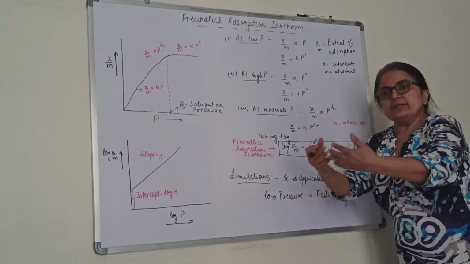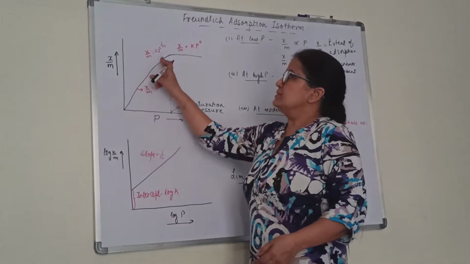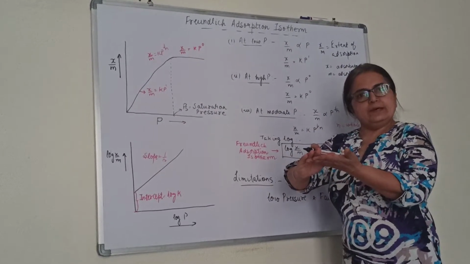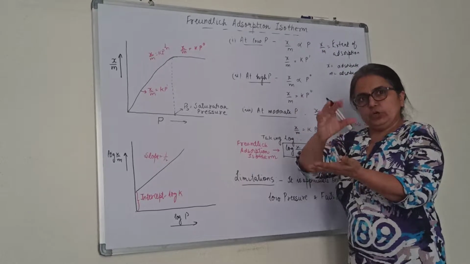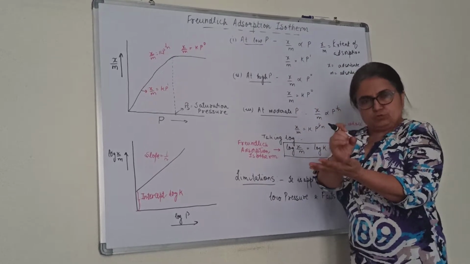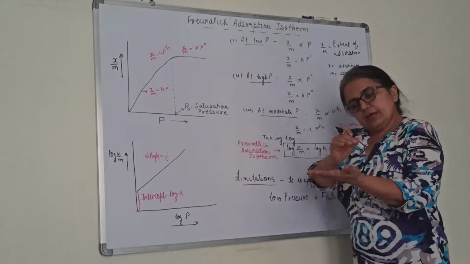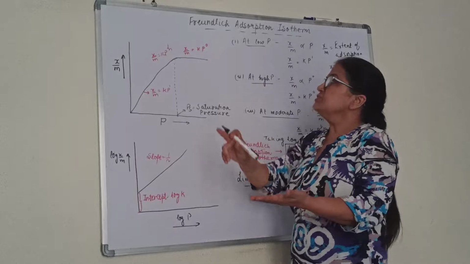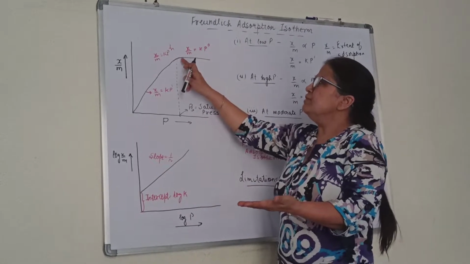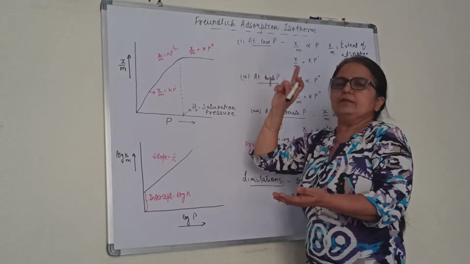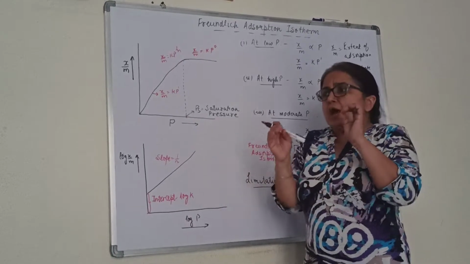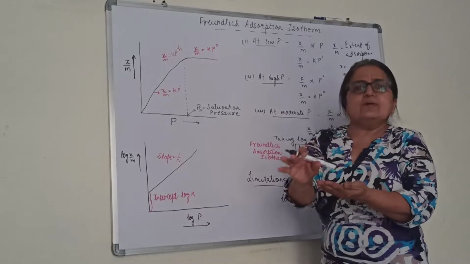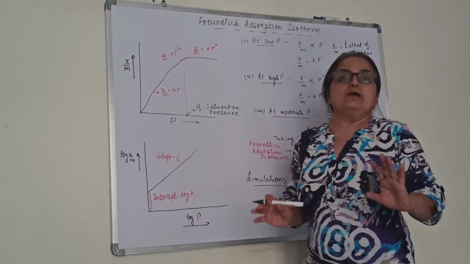When pressure increases, x by m increases, extent of adsorption increases. Why? Because the surface of adsorbent is there. When you are increasing pressure, more adsorbate will come close to each other, its concentration will increase, it will form bond with it, so it is increasing. But after some time, we will find that it is becoming parallel to the x-axis. That means at one particular point, when the adsorbent surface is completely covered with adsorbate, no more adsorption can occur.